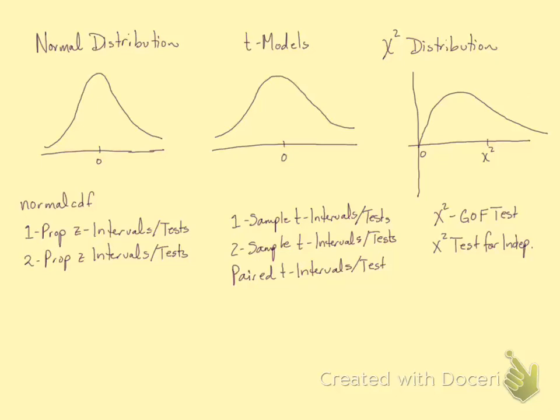Hi everybody. I just want to do a quick rundown of the models that we've used in Unit 3. So we have the normal model, which we're all really familiar with, and the standard normal model has 0 as the mean in the center. And we were using this normal model when we were running 1 or 2 proportion z tests or intervals.